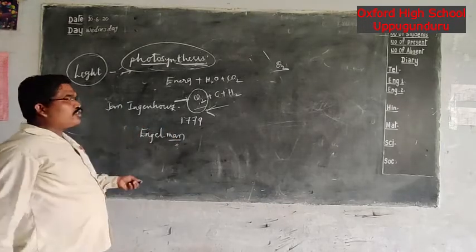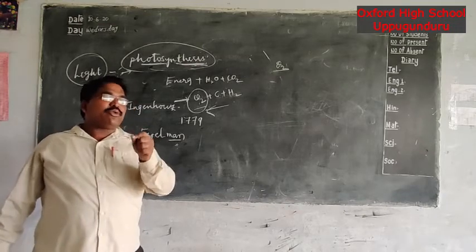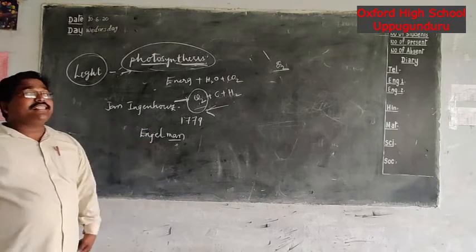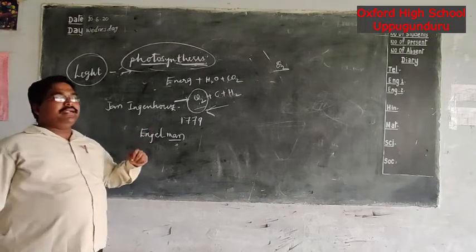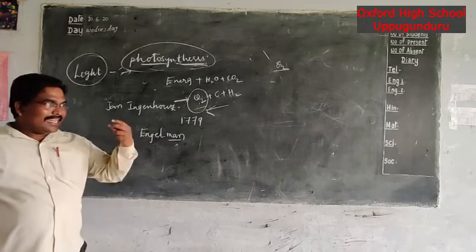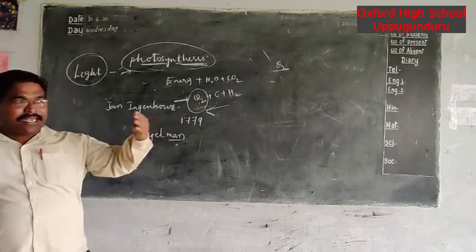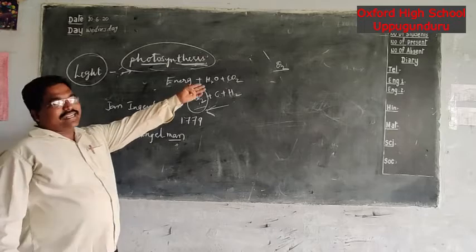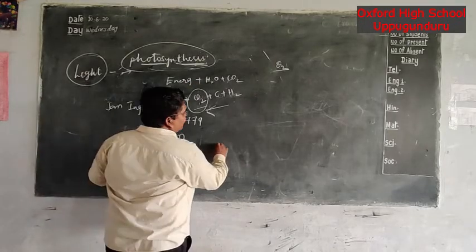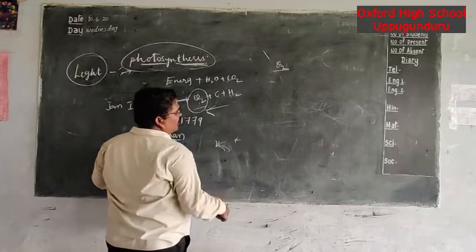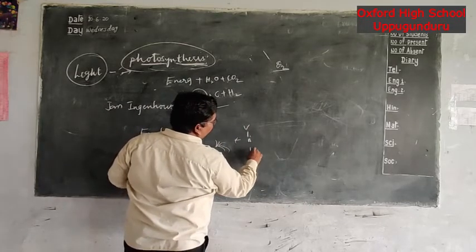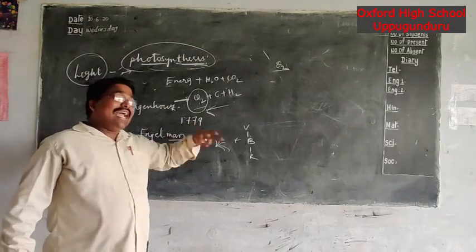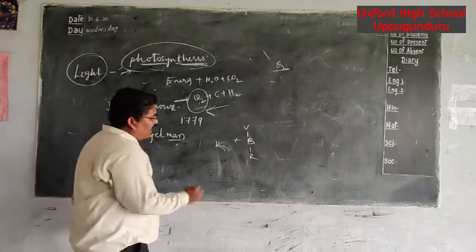Engelmann also detected where the maximum rate of photosynthesis takes place. For his experiment, he used a strand of algae and exposed it to different colors of light, which are present in our rainbow: violet, blue, indigo, red, like that. When the algae was exposed to different colors of light, he used oxygen-sensitive bacteria.